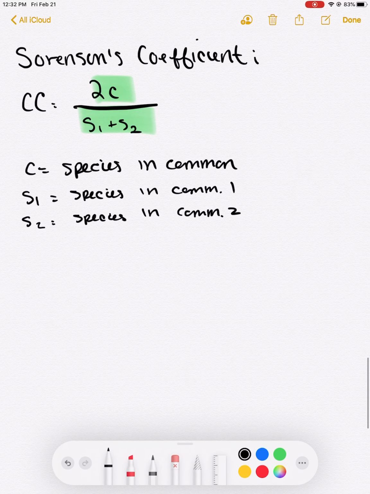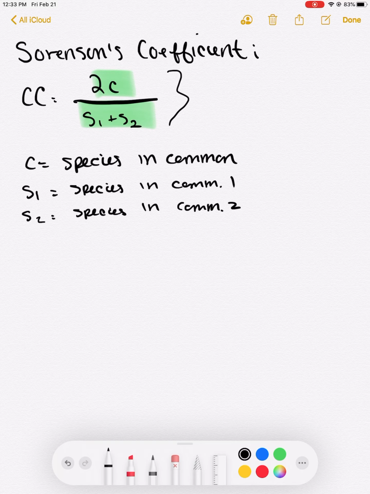Alright, so here we're dealing with Sorenson's coefficient, which is just a measure of similarity between two communities. This is our equation right here, okay? Little c just refers to the number of species in common between the two communities. S1 is the number of species in community 1, and S2 is the number of species in community 2.